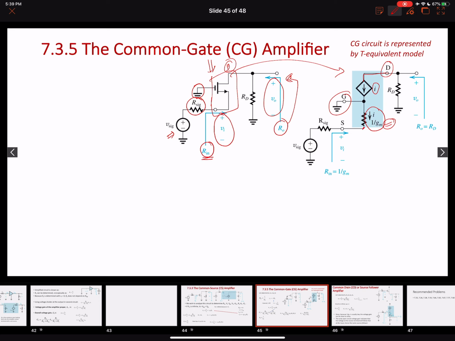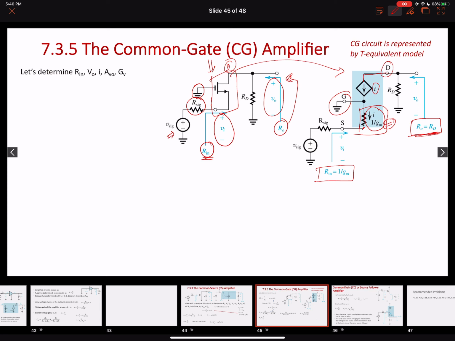Right, okay, so again, if you look at the output resistance, seen by looking into the output terminal of the amplifier or of the transistor over here, you can see that our output resistance is equal to RD. However, when you look into the input terminal, we are seeing this resistance as an input. So our input resistance now is not infinite, but equals 1 over GM.